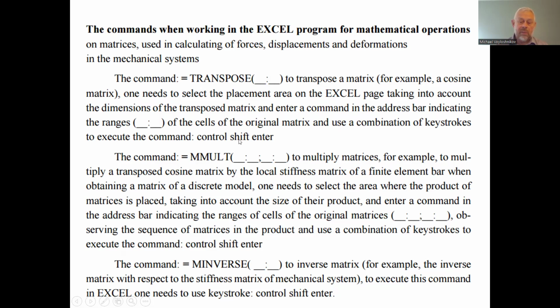One needs to select the placement area in the Excel page, taking into account the dimensions of the transposed matrix, and enter a command in the address bar indicating the ranges of the cells of the original matrix, and use a combination of keystrokes to execute the command: Control-Shift-Enter. So we can transpose the data from Excel to the Mathcad.